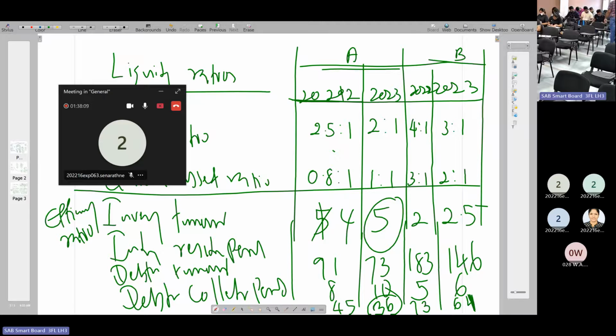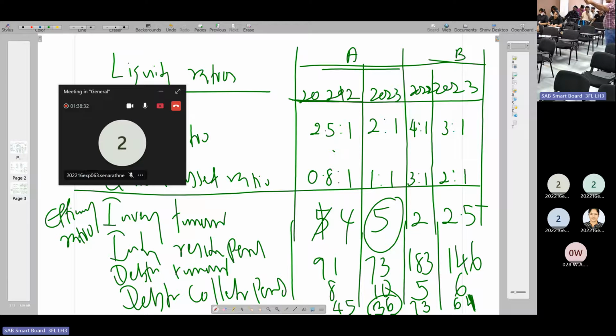What do you mean by creditors turnover ratio? Creditors turnover ratio: how frequently we are purchasing on credit? Better to increase or better to decrease? Better to increase.